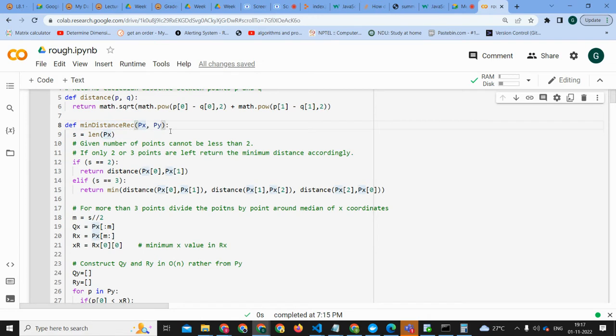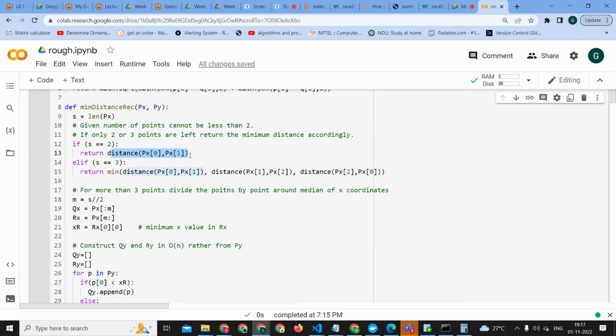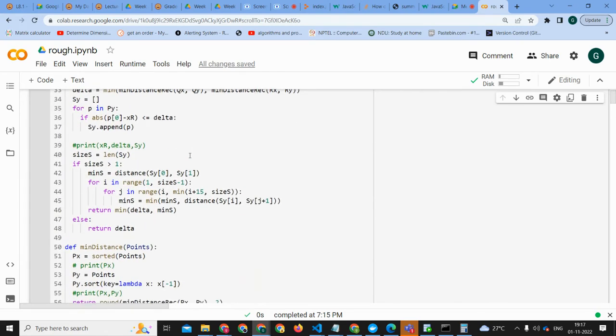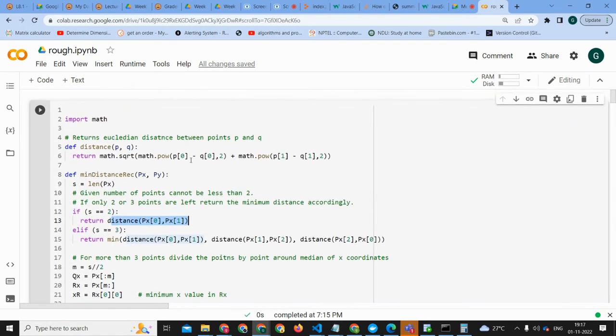So we are putting the two lists, right? S is going to be the length of P of X or P of Y, both are fine. Next, let's explore these four lines. If S equals 2, if you have only 2 points inside the list, you can easily compute the distance, right? Now we are calling the distance function. Here, the Euclidean distance. Everyone should be able to do this: root of x2 minus x1 the whole square.